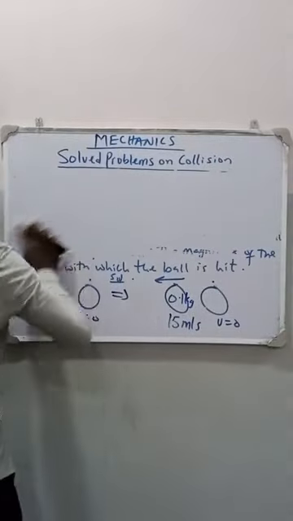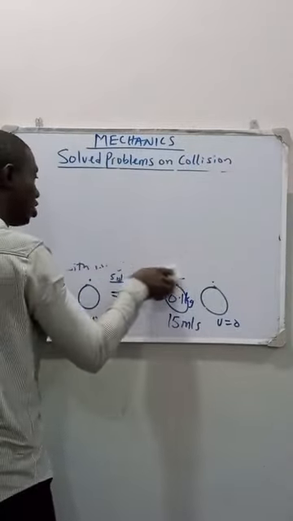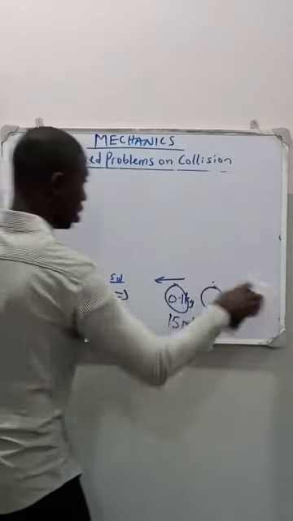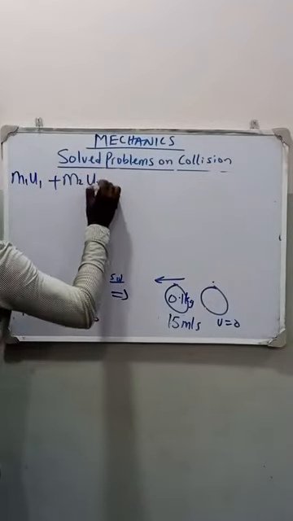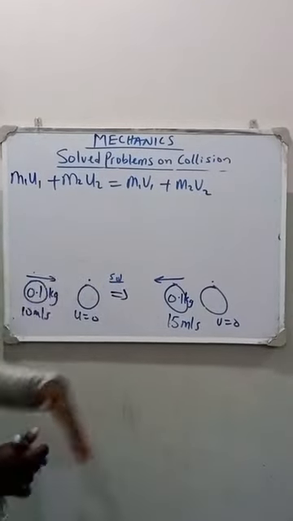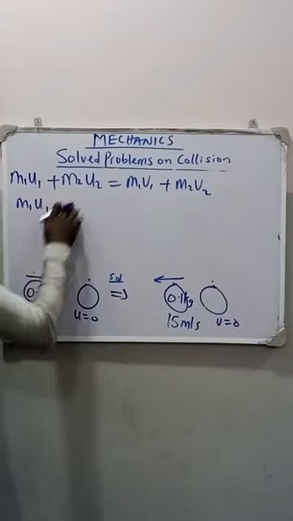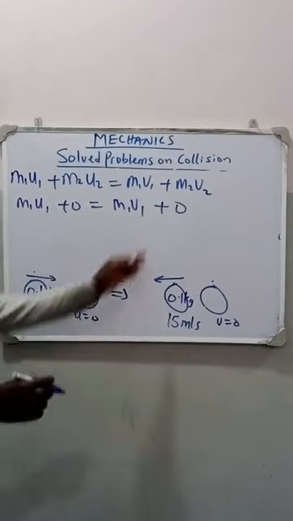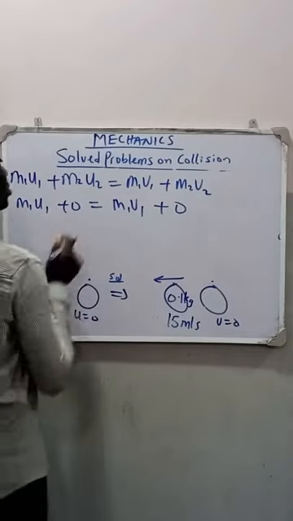So let's see what we are going to have when we apply that. Don't forget, m1u1 plus m2u2 equals m1v1 plus m2v2. Using the conservation of linear momentum, we have m1u1, and the second body's term is 0, plus 0 equals m1v1, and the other side is also 0, because the v is 0 and also the u is 0.